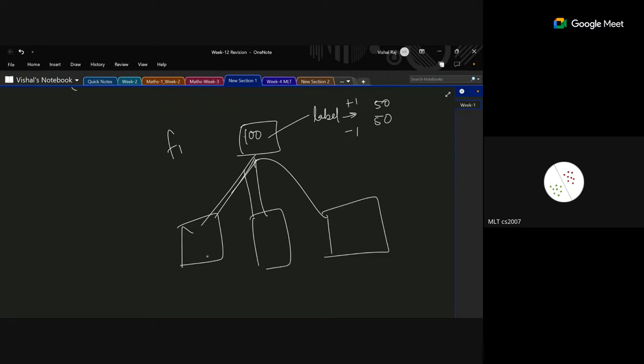Out of this 100, I have asked some question, and the answer can be one of 3 things. Here I have 60 data points, and out of that 60, some 40 are class positive, plus 1, and 20 are minus 1. Here I can have 20, and here I can have 20. Out of this 20 I have some positive and some negative, and then here also I can have 15 plus 1 and 5 minus 1. Now tell me, what is the value of gamma for this?